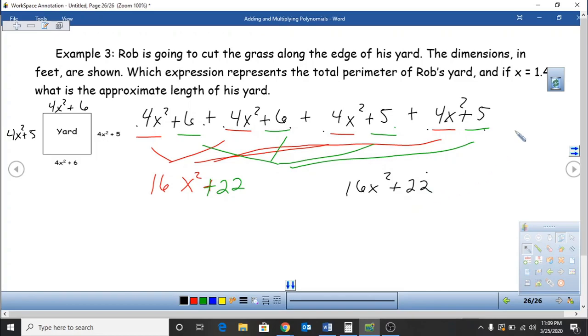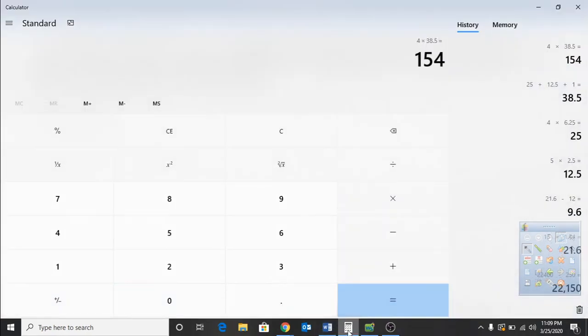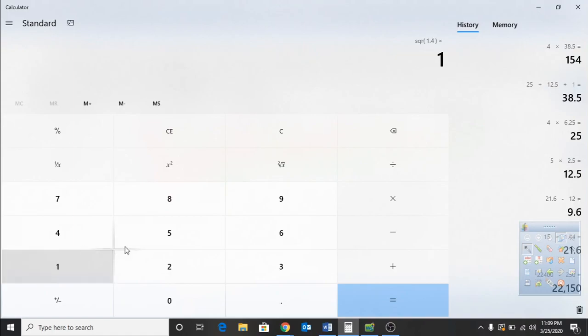But more than the expression, I also need to figure out what's the length of his yard if x equals 1.4. So all I'm going to do is take wherever I see x and replace it with 1.4. All right, so I'm going to take my calculator, and I'm going to type in 1.4 squared. It should give me 1.96. So 16 times 1.96, and then plus 22.